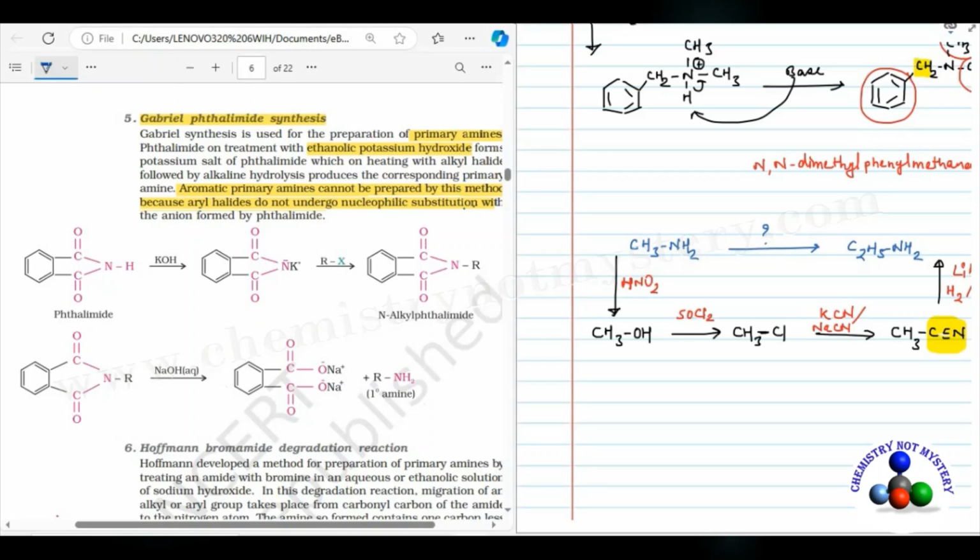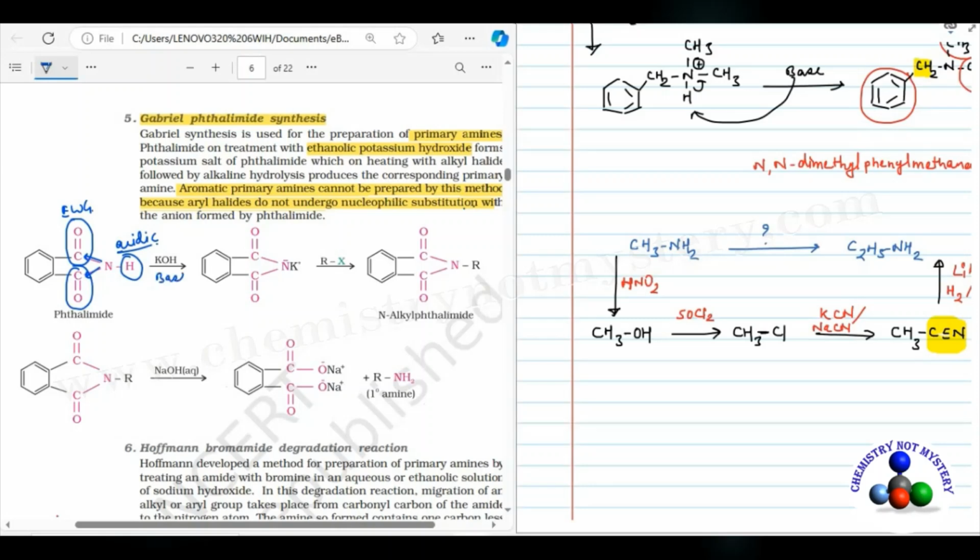Now let's see how this reaction takes place. This is the phthalimide. Here there are two carbonyl groups directly attached to nitrogen. Carbonyl groups are electron withdrawing groups. So they withdraw electron density from nitrogen. When they withdraw electron density from nitrogen, nitrogen develops partial positive charge, and this hydrogen will become acidic hydrogen.